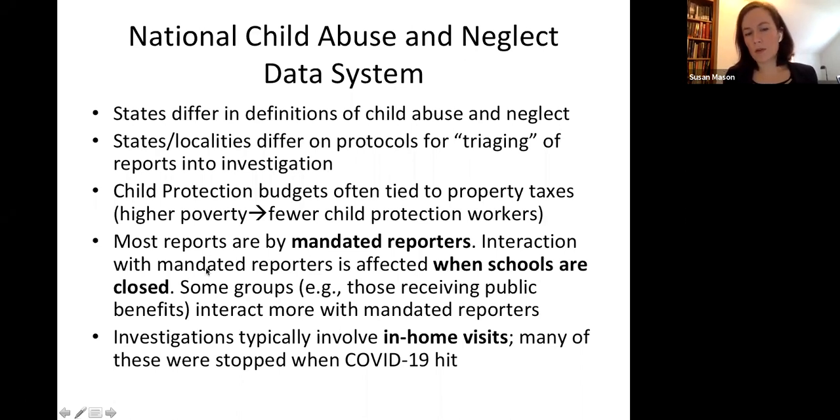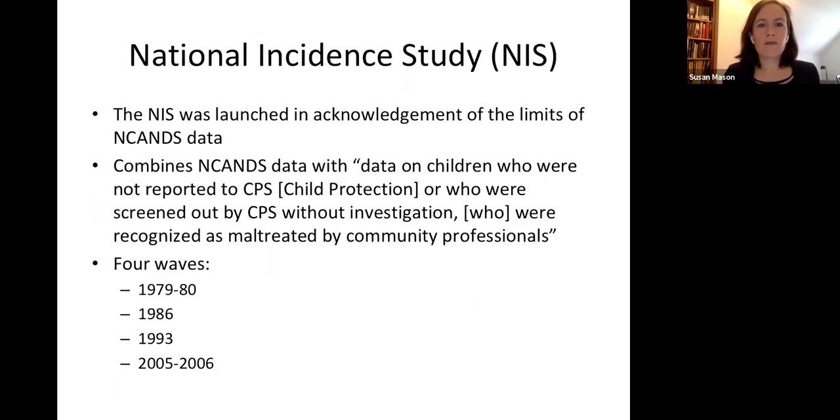So most reports or referrals into child protection are made by mandated reporters, and the largest share of those is educators. So clearly, when schools are closed, those interactions with mandated reporters are going to be diminished for children. And then secondly, investigations typically involve in-home visits, and many of these stopped when COVID-19 hit. So the system itself is highly influenced by the pandemic and the attempts to prevent transmission. And for that reason, we just were not at all convinced that it was going to be able to detect child maltreatment during this time. We thought it was highly limited in its capacity.